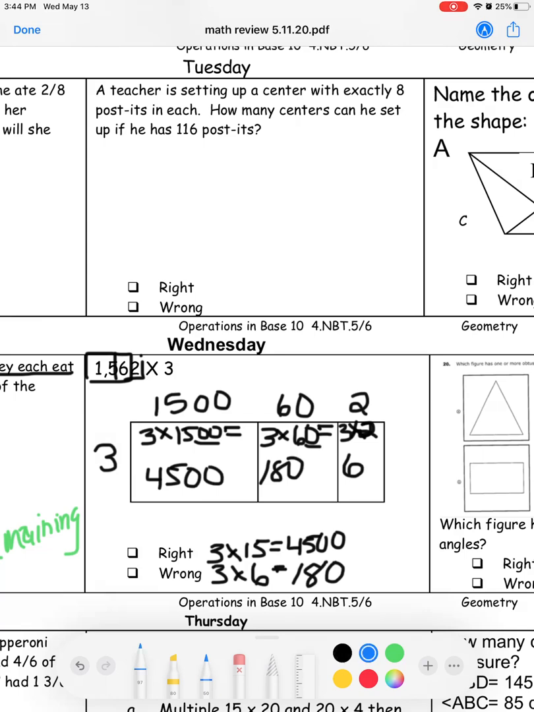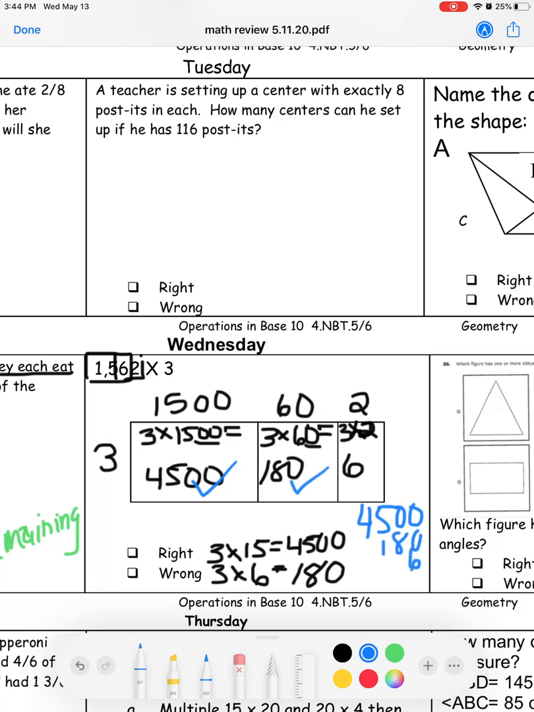Let me get another color. Excuse my handwriting. 4,500 in one box, I'm going to check it off. 180 in another box, I'm going to check it off.